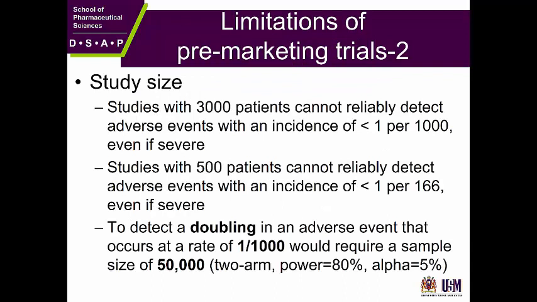The pre-marketing trials also have limitations in their study size. Studies with 3,000 patients cannot reliably detect adverse events with an incidence of less than 1 per 1,000, even if it's severe. Studies with 500 patients cannot reliably detect adverse events with an incidence of less than 1 per 166, even if it is severe. To detect a doubling in an adverse event that occurs at the rate of 1 in 1,000 would require a sample size of 50,000 to arm, with a statistical power of 80% and alpha of 5%.